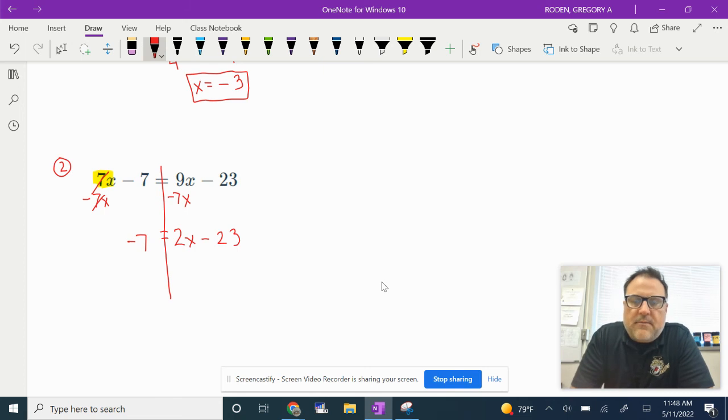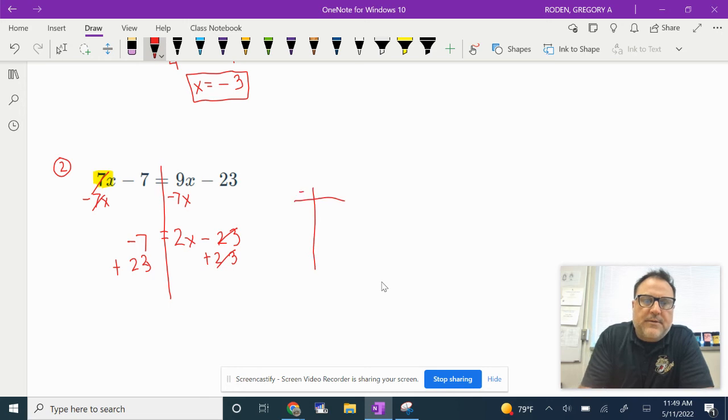Now we're going to get rid of the negative 23 by adding 23 to both sides, so those cancel out. Now I'm going to go over here, and I've got my negative positive chart. I always like to do this so I don't mess up my negative. The negative 7 is negative, and 23 is positive, so I'm going to subtract them because they're on different sides of the chart.